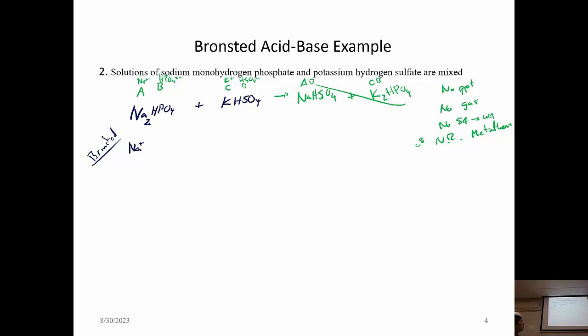In other words, is HPO4 2 minus a strong acid or a strong base? No. It's neither of those, so we leave it alone. In other words, water can't pluck off this hydrogen completely. It's too hard, water. HPO4 2 minus is too weak of an acid to allow water to pluck off its hydrogen.